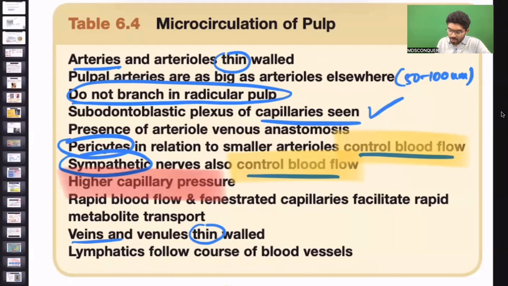Okay, right? That's again a question. Fenestration capillaries, which type of capillaries in the pulp helps in transformation of metabolites? The answer is fenestration capillaries.